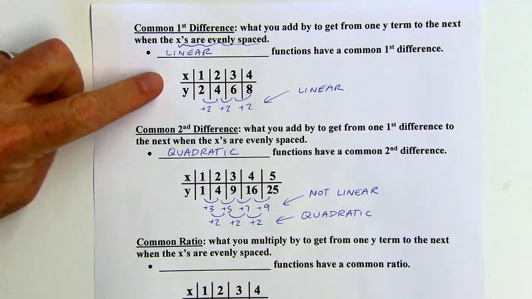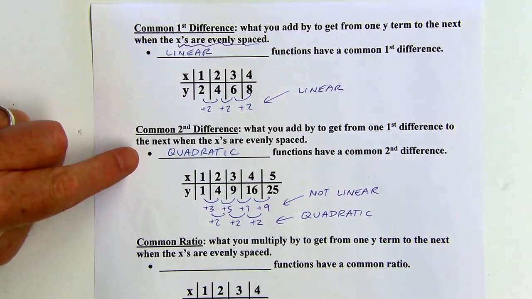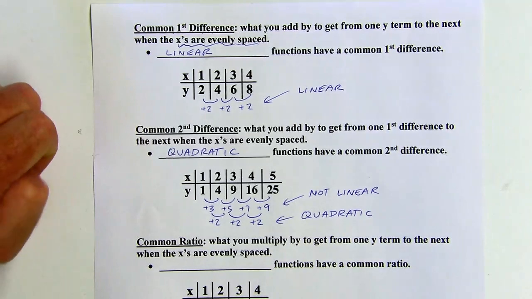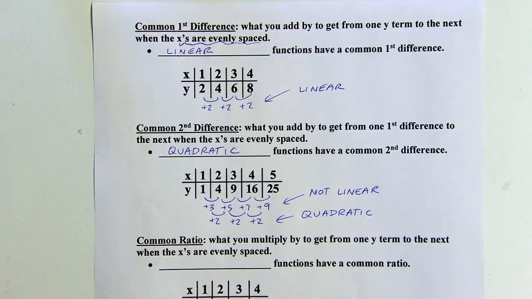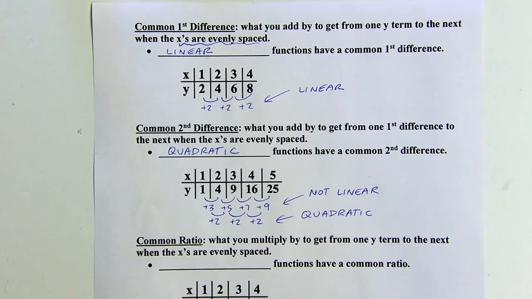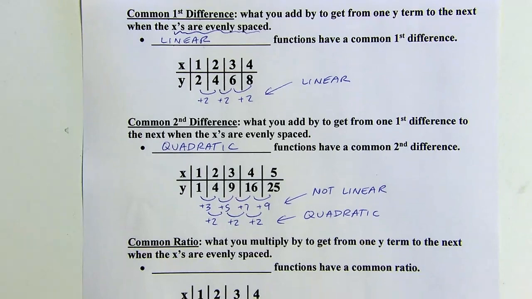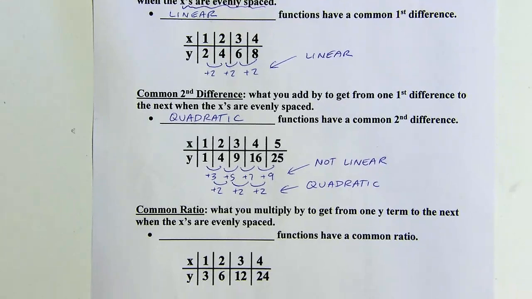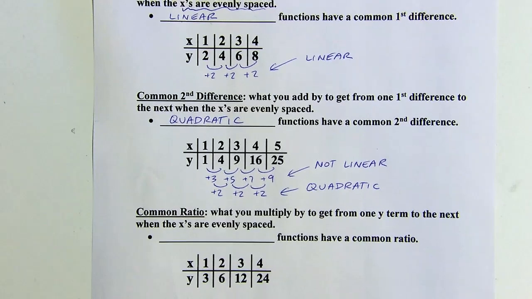So this is a first degree equation, linear. Quadratic is a second degree. You could actually look at the third differences to see if it would fit a cubic function and so forth, and even fourth or fifth or sixth or seventh degree if you had enough ordered pairs to check. But we're only going to go up to quadratic for looking at the differences.